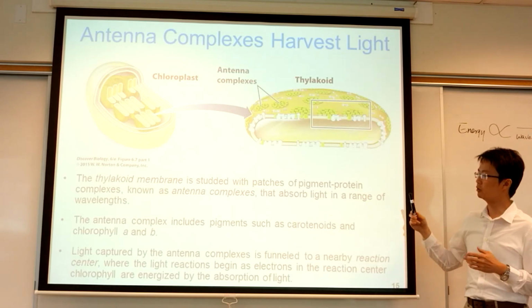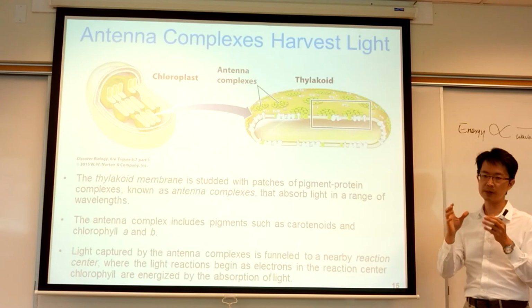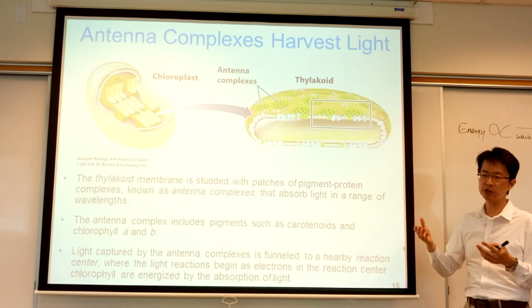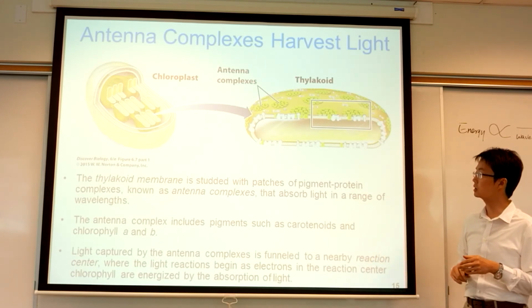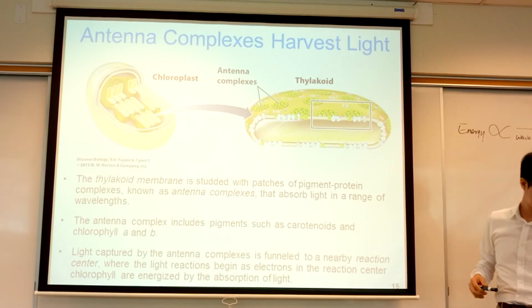So basically, we use the pigment to capture sunlight. And then after the pigment captures sunlight, the pigment will release a high energy electron. The high energy electron will be passed to the nearby reaction center, and then you'll trigger another reaction cascade.